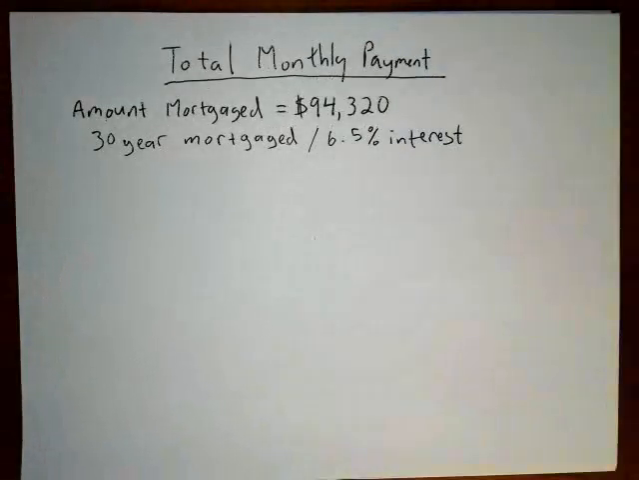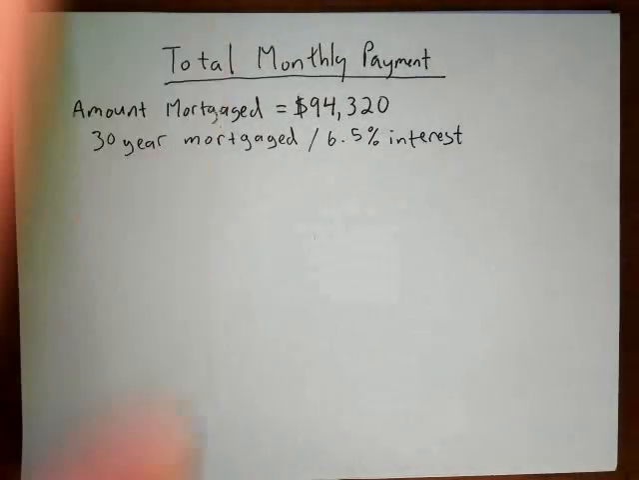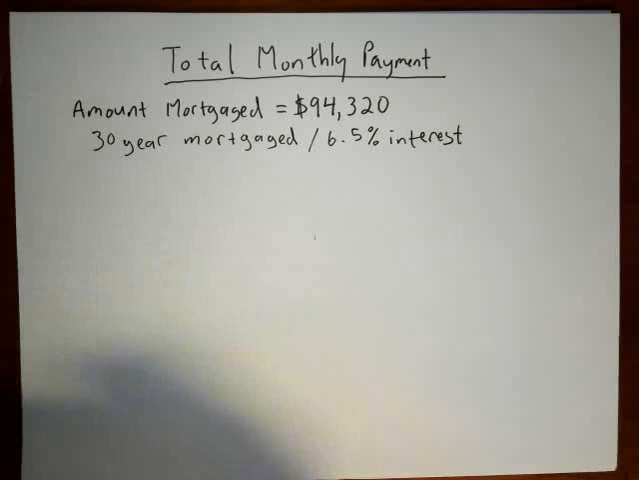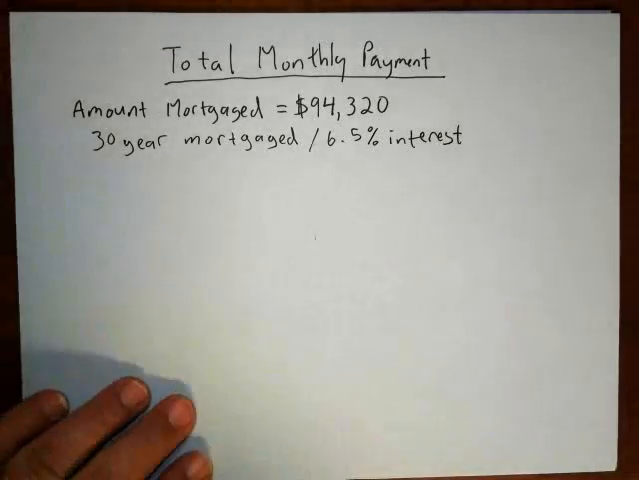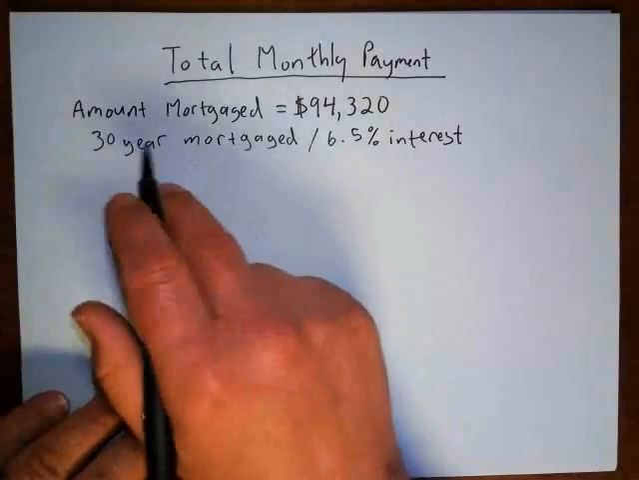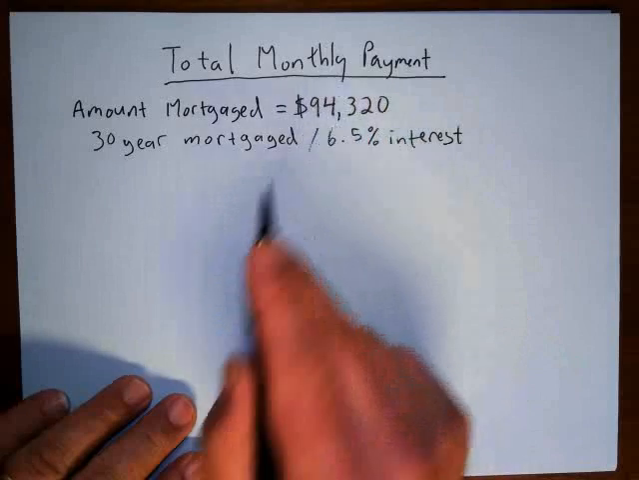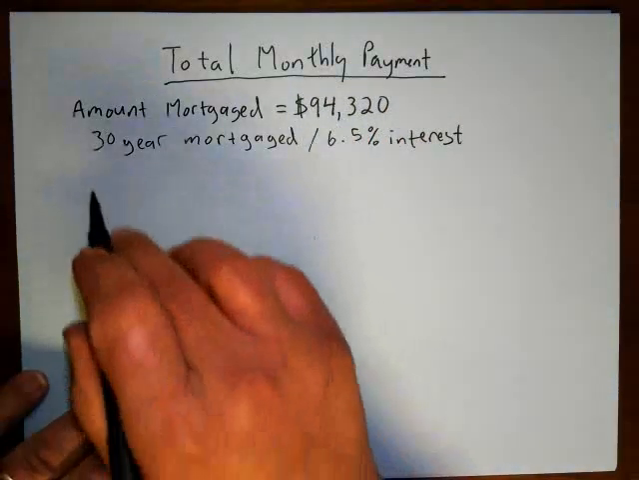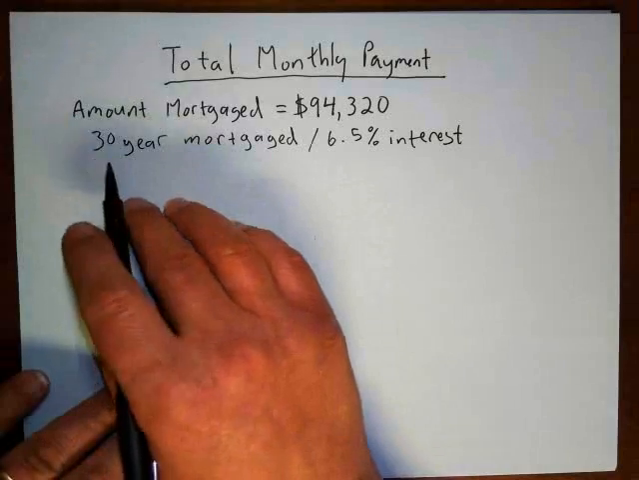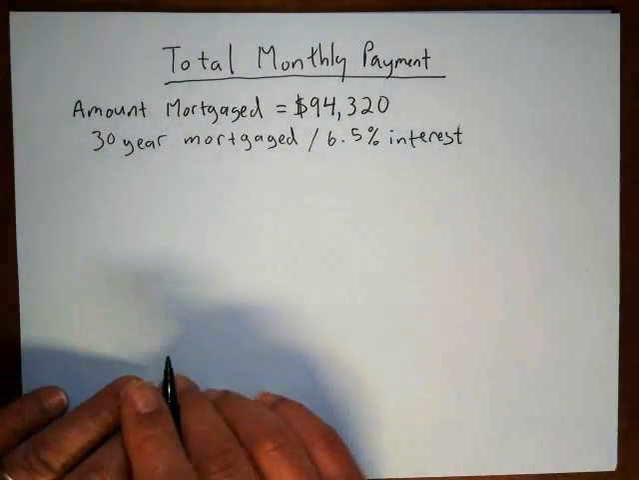Okay, we are now going to talk about the total monthly payment, and this will take us to the end of the first page of the mortgage project. So we had picked out a house on the internet, and we found out the amount of mortgage was $94,320. So that's how much I'm going to borrow. And I'm going to get a 30-year mortgage. We'll say it's going to be 6.5% interest.